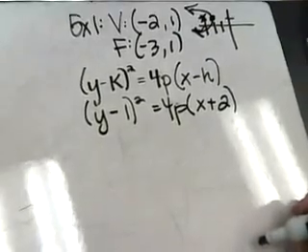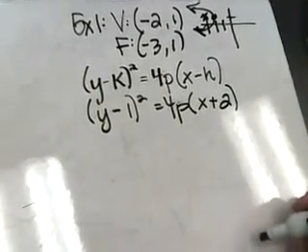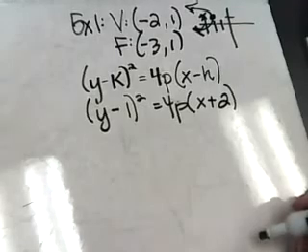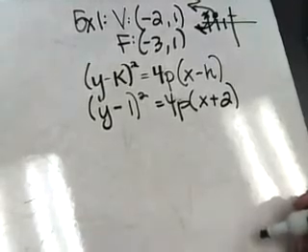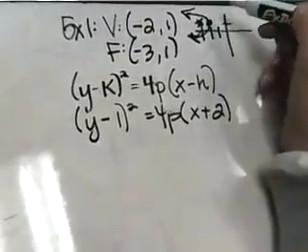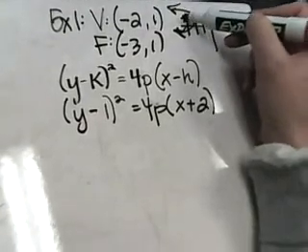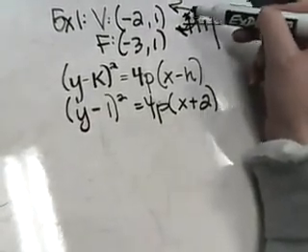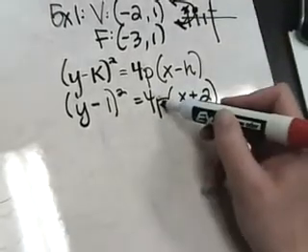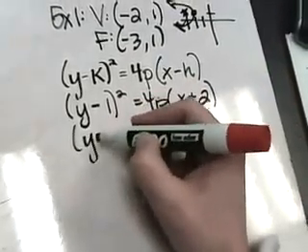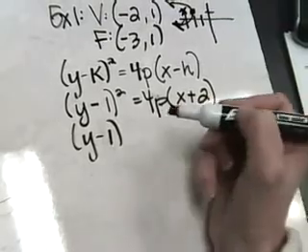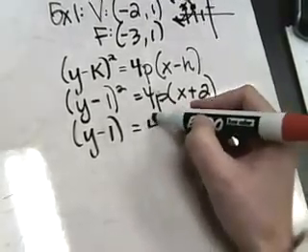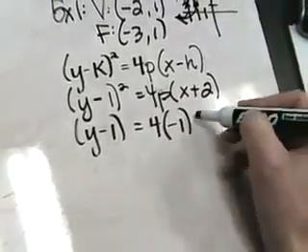All right, next step says find P using the distance between the vertex and the focus. Meaning, if you look at your sketch, here's the vertex and here's the focus. How far was it from the vertex to the focus? It was 1 spot. That means P is 1. And we move to the left, so it's got to be -1. I almost forgot that.